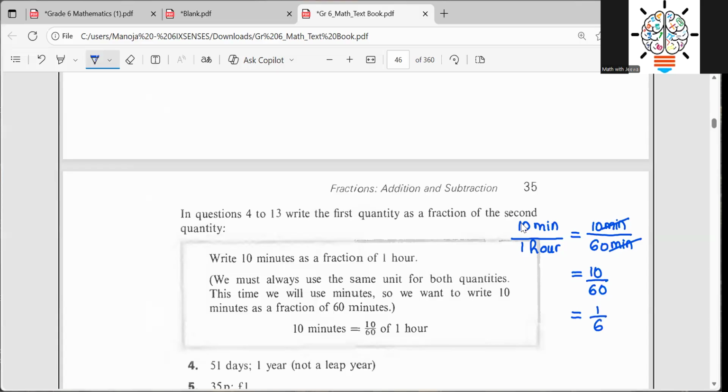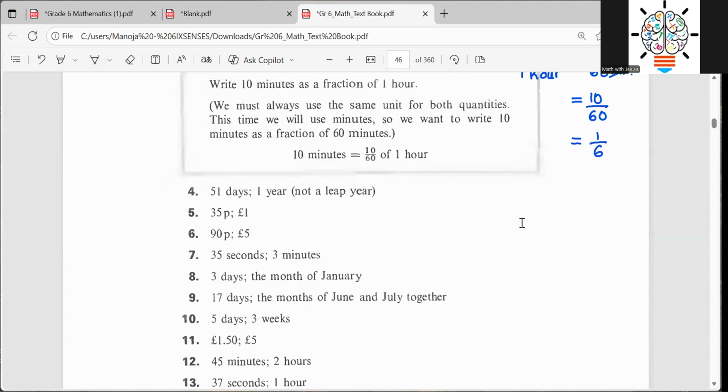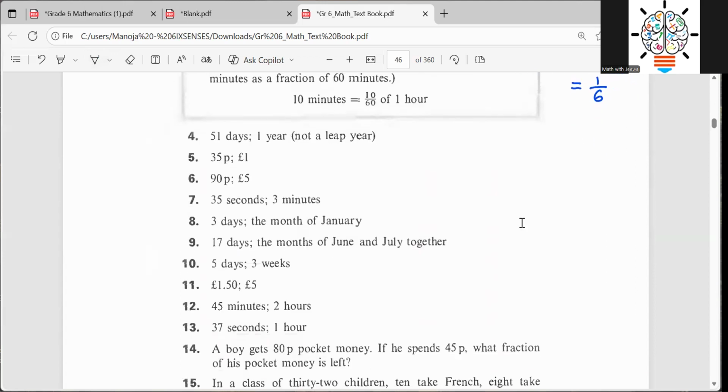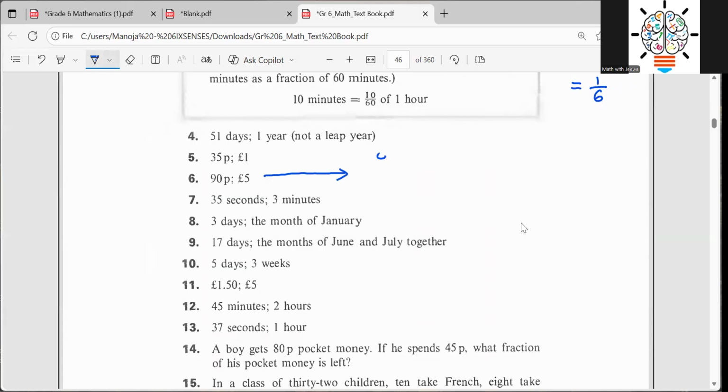Write 10 minutes as a fraction. So here it is 10 over 60 of 1 hour, right? Something like that. If the unit is different, you want to convert. Here I will take this example. Look at this. 90 pence, you want to write as a fraction of 5 pounds. These are not matching. So I know 1 pound is equal to 100 pence, and 5 pounds is equal to 500 pence, right?